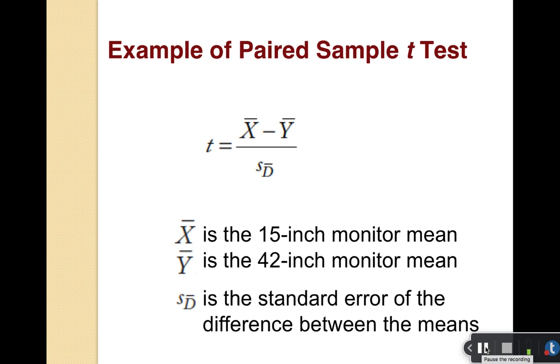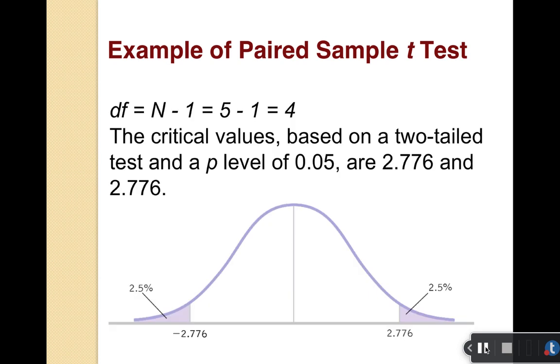Very similar to our independent samples t-test, we have the formula for calculating the t-statistic. Again, X bar is the time using the 15-inch monitor, Y bar is the time using the 42-inch monitor, and on the bottom of the equation, I have the standard error of the difference between the means. So again, there's a measure of mean difference on the top and a measure of error on the bottom, and that's what's being used to compute our t-statistic.